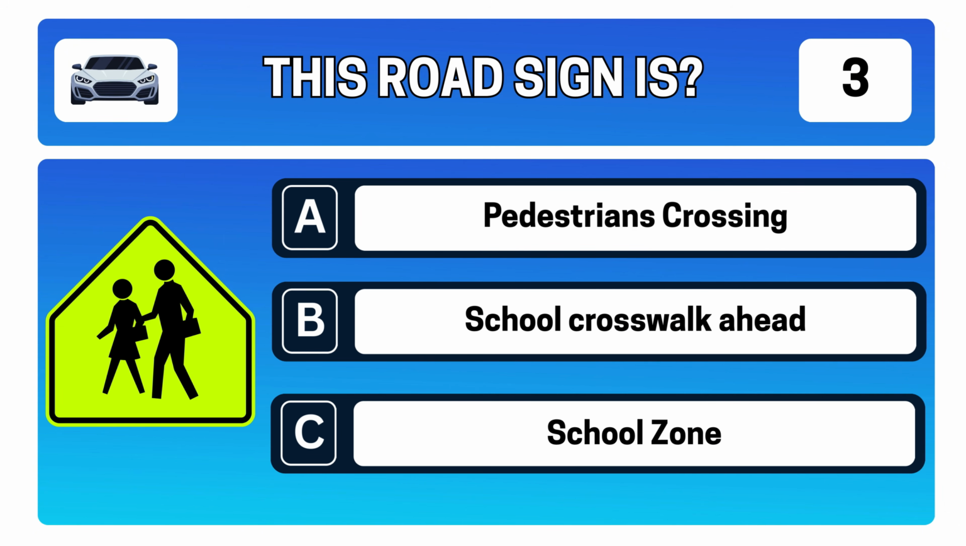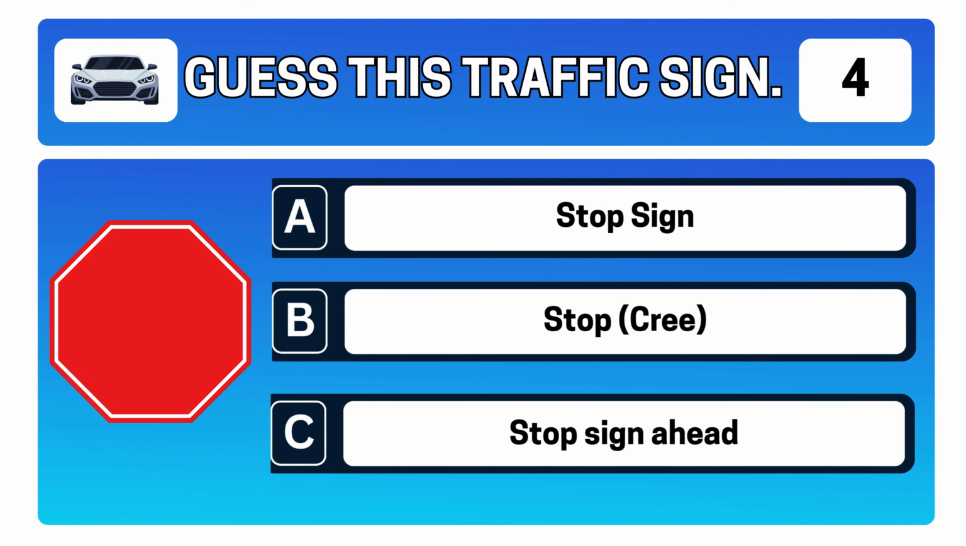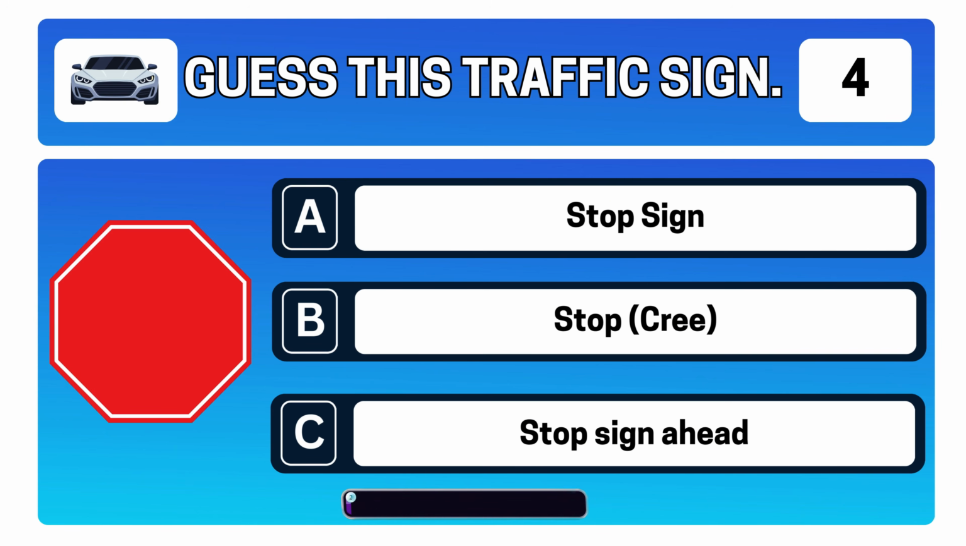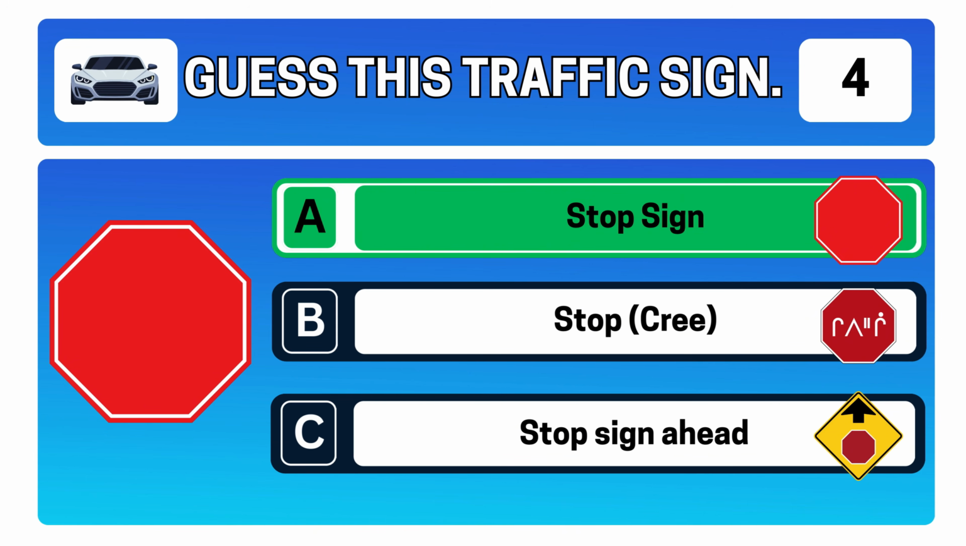This road sign is well spotted. It is the school zone sign. Guess this traffic sign. Awesome! It is the stop sign.